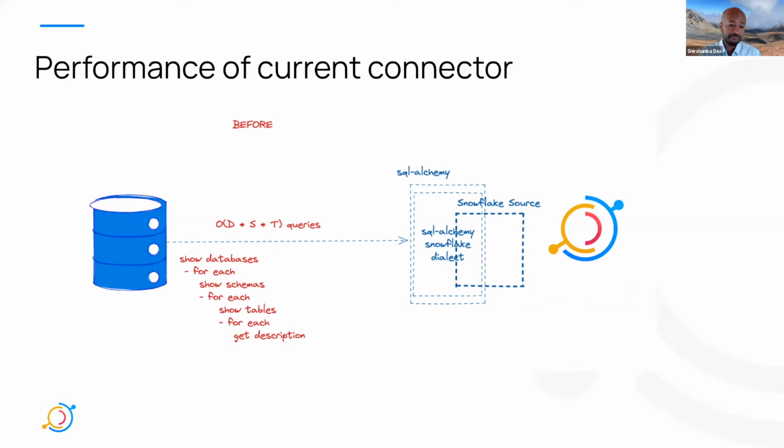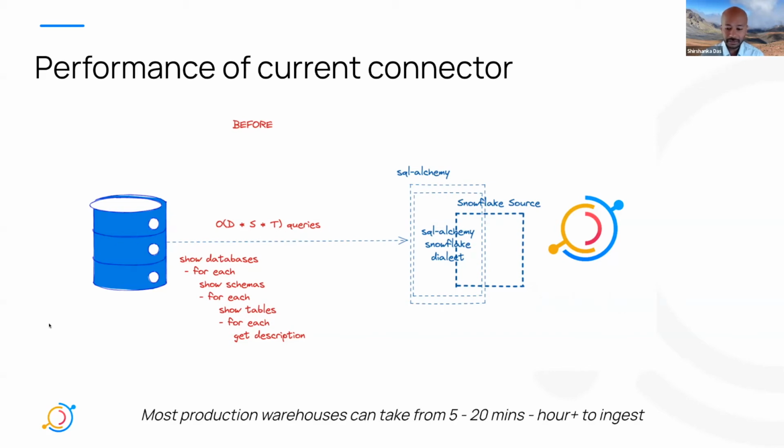Essentially, there's a first query that does the equivalent of show databases. And then for each database, it looks at all the schemas in the database. And then for each schema, it looks at all the different tables. And then for each table, it goes and gets descriptions and other metadata. So essentially, the number of queries is order of number of databases times number of schemas times number of tables. It can take a while. For most production warehouses, we end up seeing it taking from 5 minutes for small ones to 20 minutes, sometimes even 30 minutes to an hour, right? And that's not ideal.